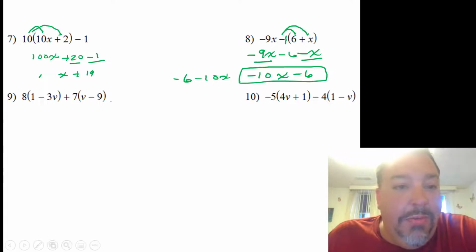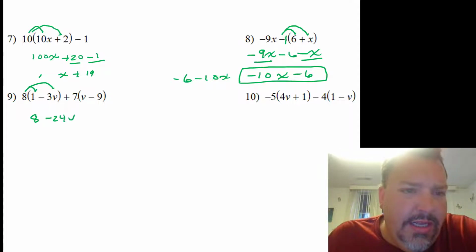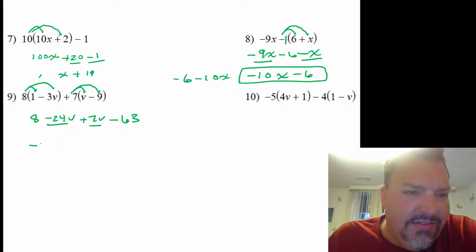All right, for 9 and 10, we have to distribute twice. So let's take a look at this. We have 8 times 1 is 8. 8 times -3v is -24v. And then here we've got 7 times v is 7v. And 7 times -9 is -63. And now we can combine like terms. The -24v can be combined with the 7v to give us -17v. And then the 8 and the -63 will combine to give us -55.